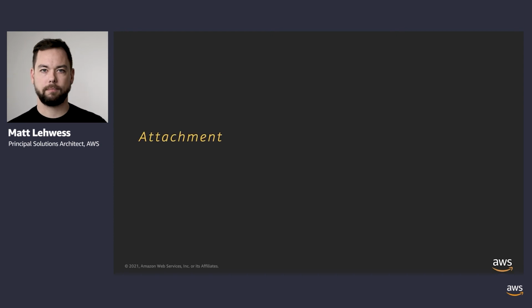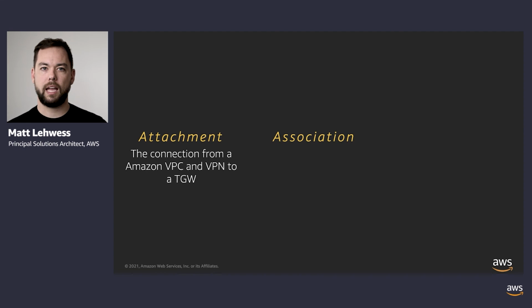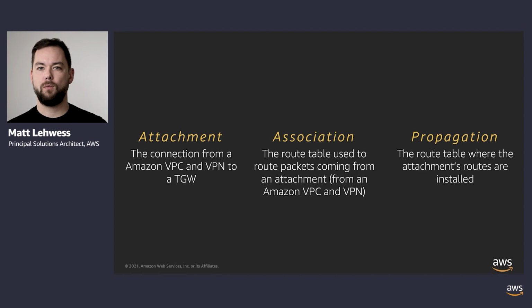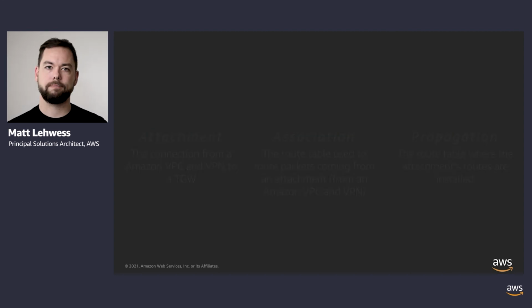Now, there are three new terms when we talk about Transit Gateway. There's an attachment, which is the connection from the Transit Gateway to a VPC or a VPN or to a TGW. There's the association. That attachment is associated with a route table, and that's to route packets from that attachment. And we also have a propagation, so we can propagate routes from an attachment into another route table. This is how you build that policy control through these three mechanisms: attachments, associations, and propagations.